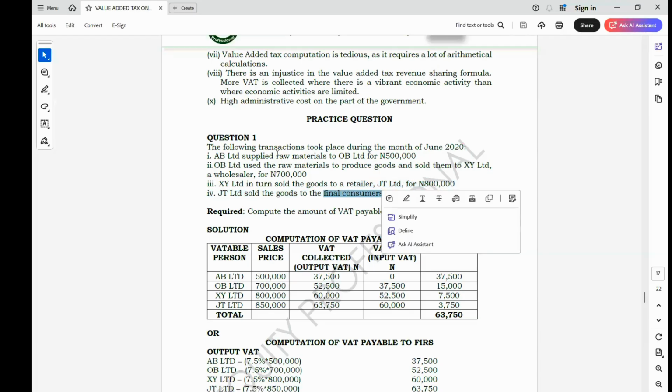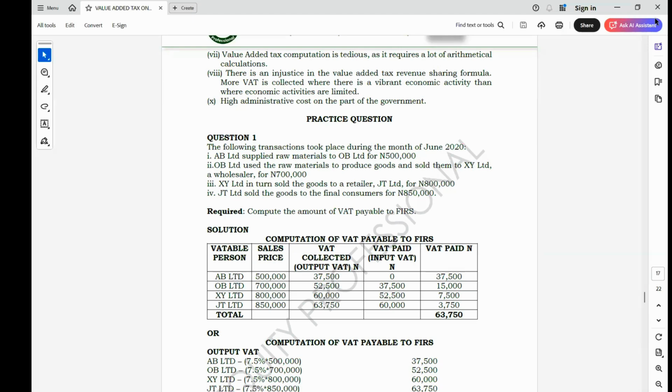So for value added tax, at each stage of this distribution, value added tax will be applied on that item. And the final burden of the tax is going to be borne by the final consumer. The person who consumed that item will bear the final burden of that value added tax, because it's a consumption tax. So let us look at the computation.